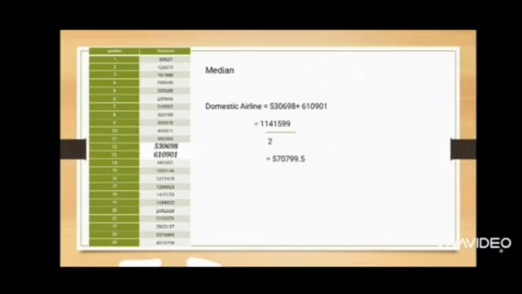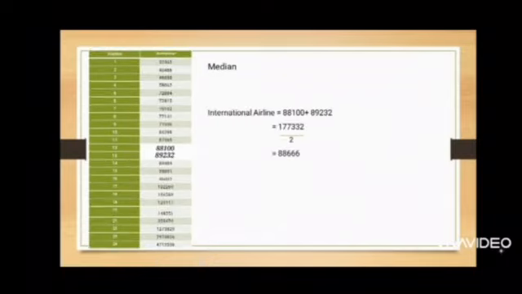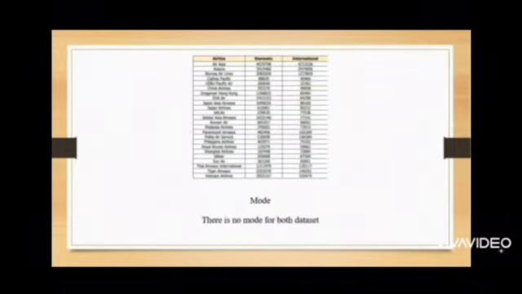Next, we need to find out the median. The number of observations is even, so we have to take the average of two values. For the domestic airline, position 12 is 530,668 plus position 13, 610,901, divided by 2. The median is 570,799.5. Furthermore, the median for the international airline is 88,669. Lastly, there is no mode for both datasets since there is no repeated frequency.